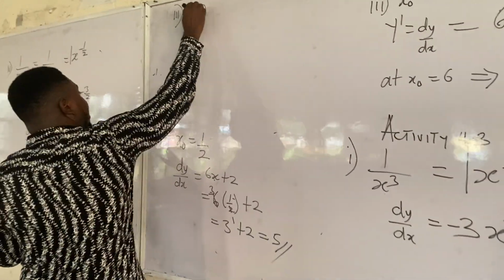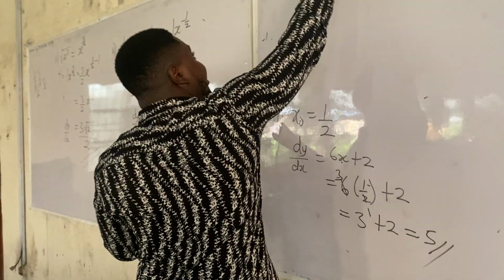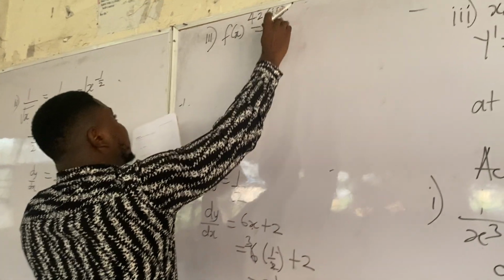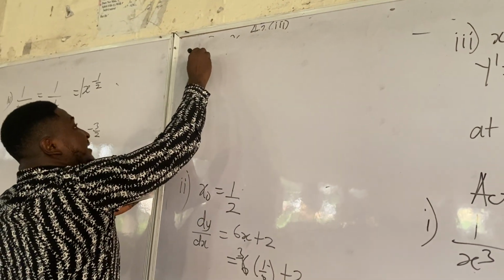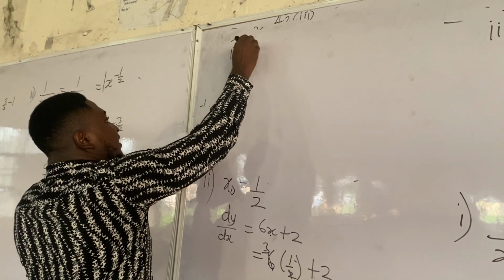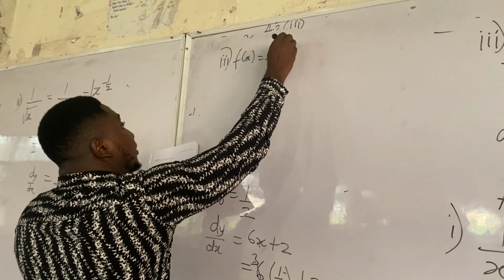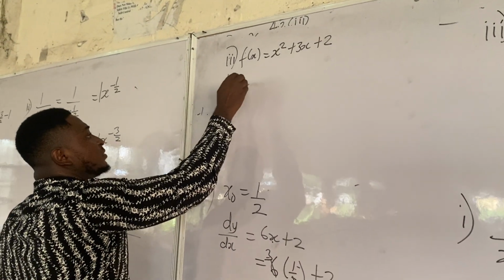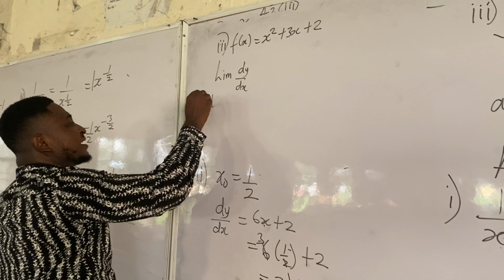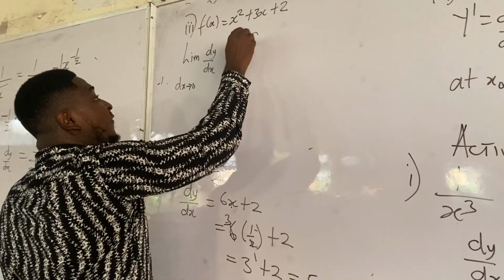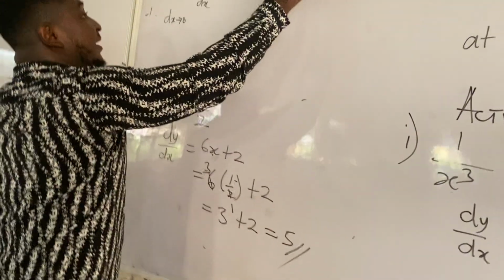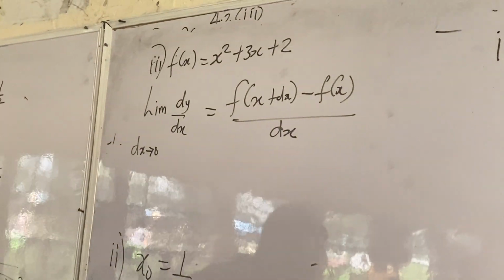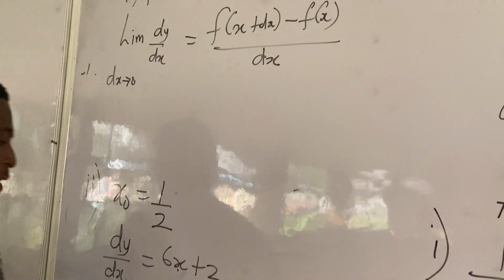f of x equals this at 4.2 I. Please take note, sorry for going back. f of x equals x squared plus 3x plus 2. Don't forget the formula for first principle differentiation: dy/dx equals the limit as dx tends to 0 of f of x plus dx minus f of x, all over dx.